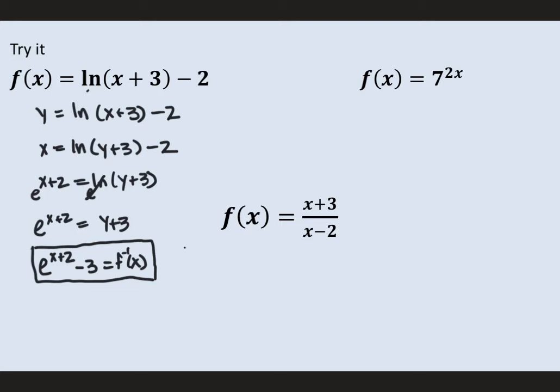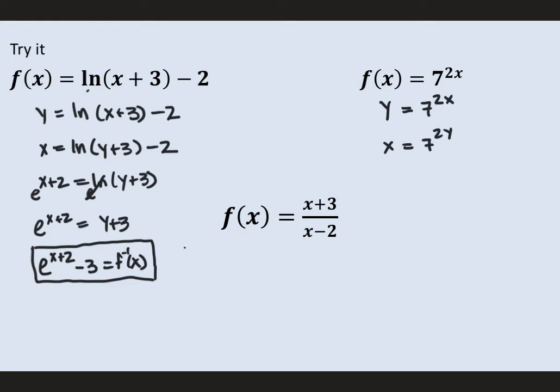All right, let's try this top right one. So this top right one, once again, we're going to go ahead and rewrite this as a y equals 7 to the 2x. All right, we're going to switch the x and the y. So we're going to go ahead and say x equals 7 to the 2y.